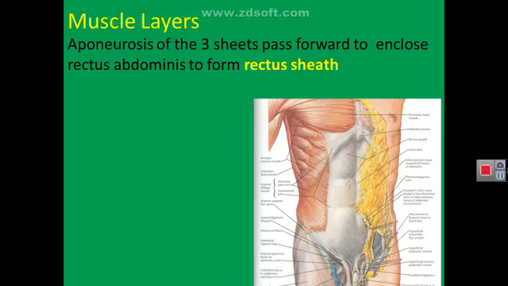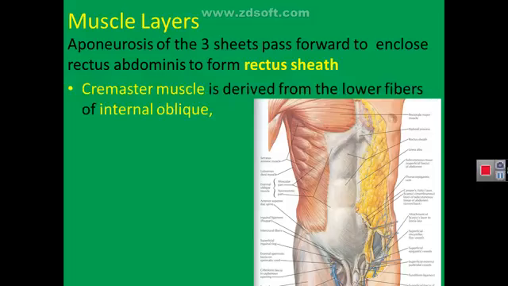The flat muscles, external oblique, internal oblique, and the transversus abdominis, surround the rectus abdominis muscle by their aponeurosis. And when the aponeurosis of external oblique, internal oblique, and the transversus abdominis surround the rectus abdominis, the wall surrounding this rectus is called the rectus sheath.